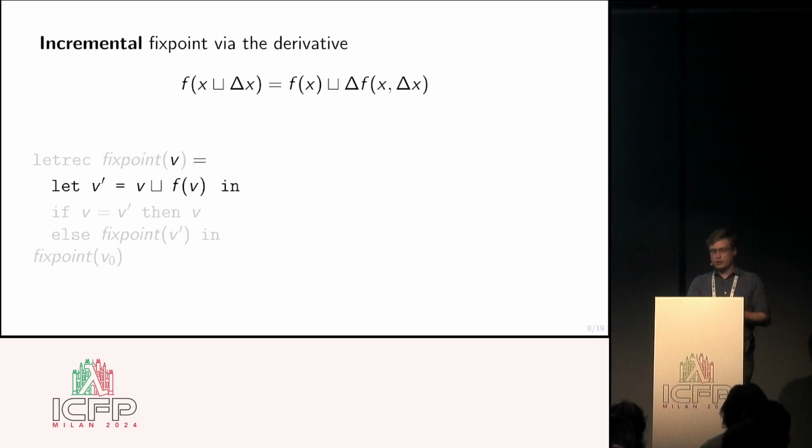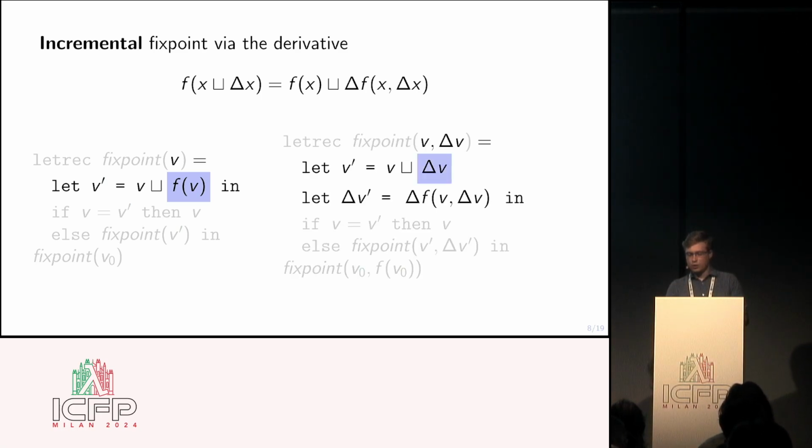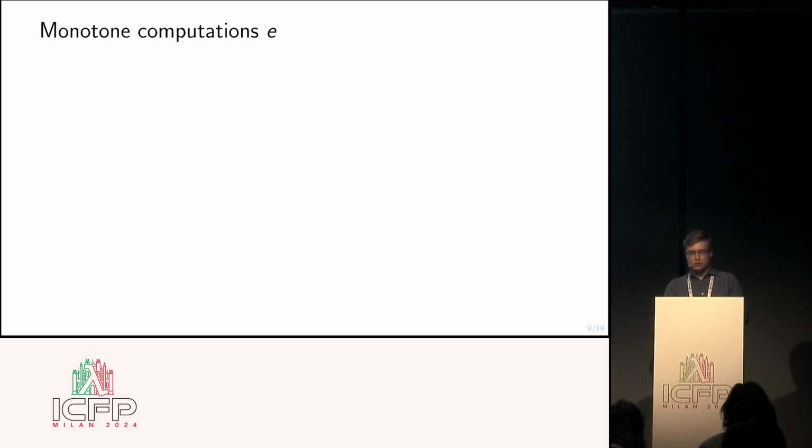So it turns out we can make an incremental fixed point with this derivative. Before, we were joining this result of f in with v every time, and now we're only going to join the deltas in every time. And what the derivative gives us is this delta that we pass on to the next iteration at each step. So how do we get these derivatives?